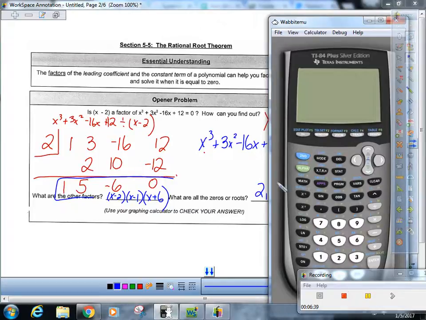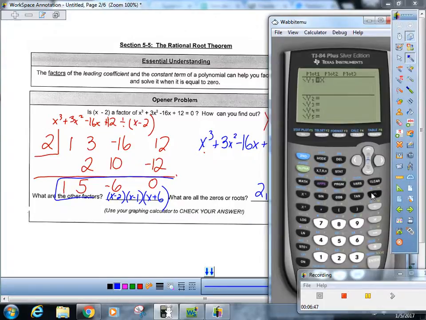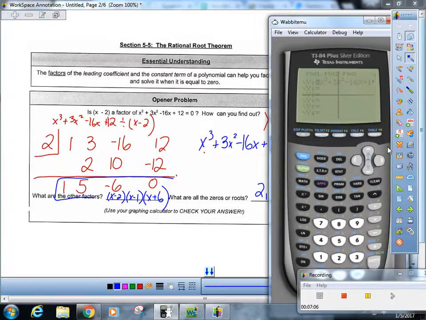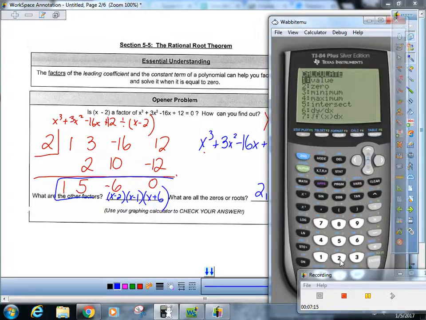Let's take a little time real quick and pop this thing in our graphing calculator. So y equals x cubed plus 3x squared minus 16x plus 12. Graph it. Okay? Second, trace. We want to find the zeros.